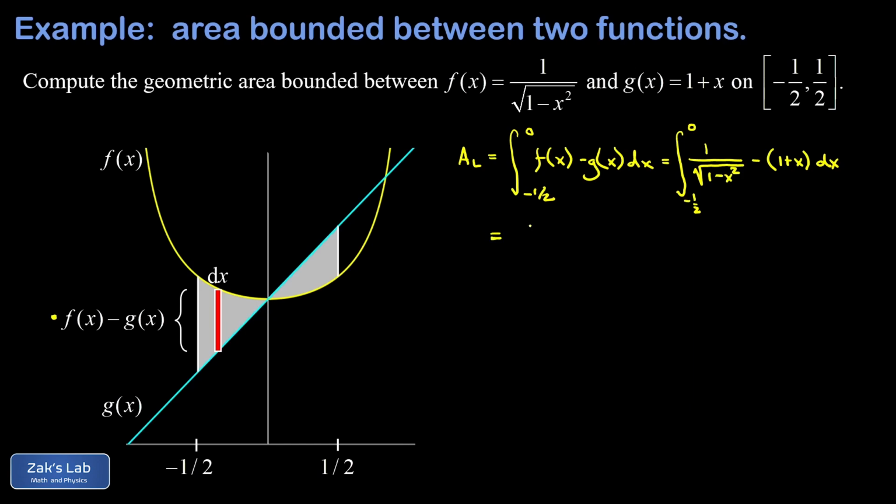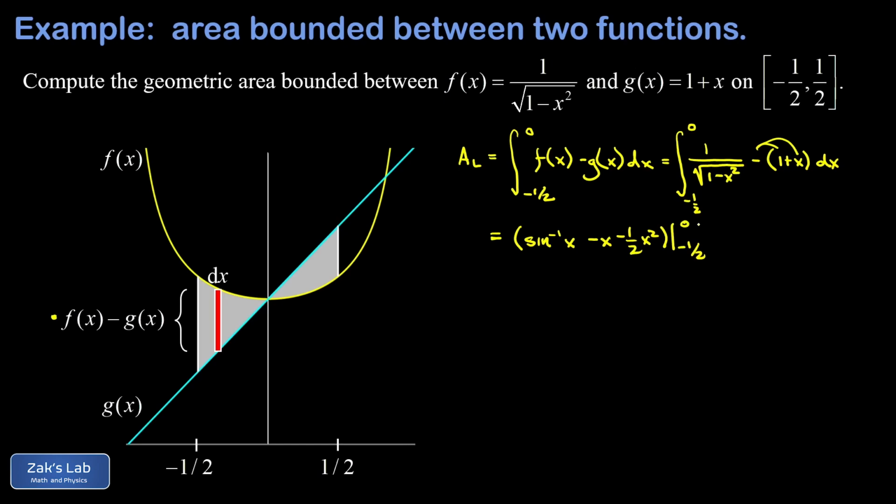Now, as it turns out, the integral of that square root piece is just an inverse sine function. So this is just one of the standard antiderivative formulas that you memorize. So we start out with inverse sine of x, and then we're going to distribute this minus sign and integrate each of those pieces. So that gives us a minus x and -1/2 x squared. And we evaluate this from -1/2 to 0.